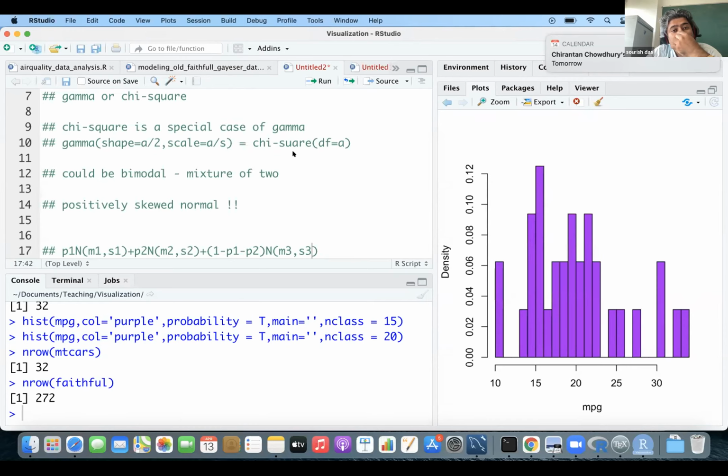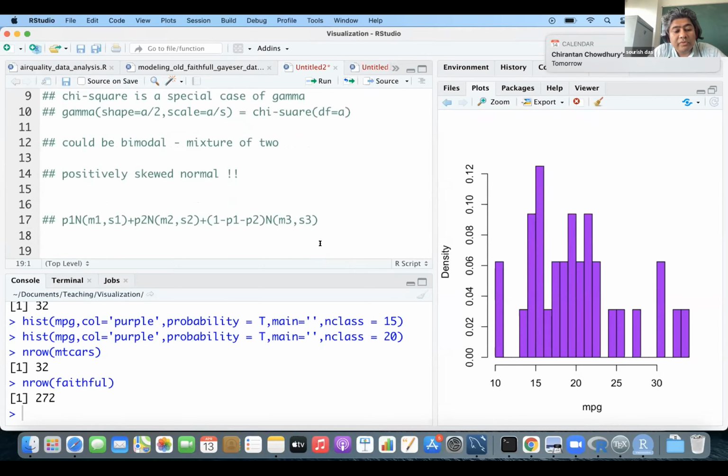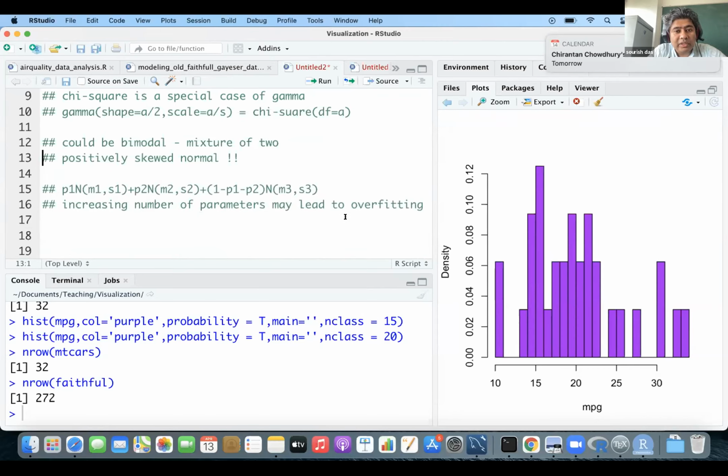Prashun Agarwal is saying increasing the number of parameters may lead to overfitting. Is it correct? The answer is yes. Increasing the number of parameters may lead to overfitting. Overfitting is a concept that Professor Madhavan will discuss in your DMML class. So I'm not going to discuss this, but this overfitting concept is very important.